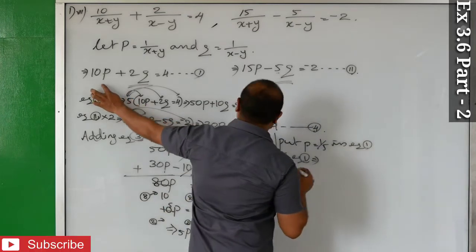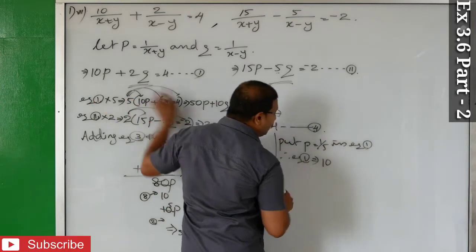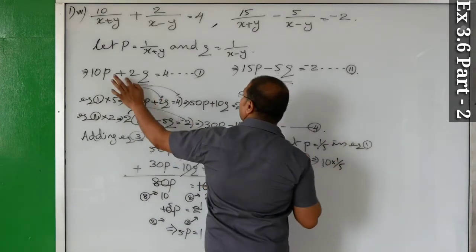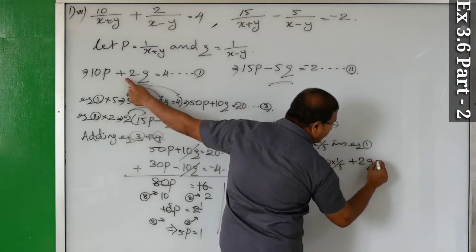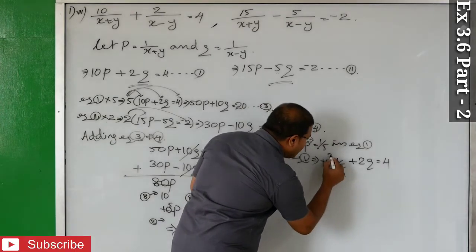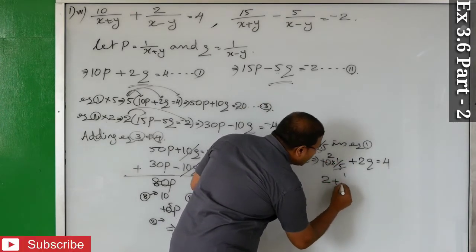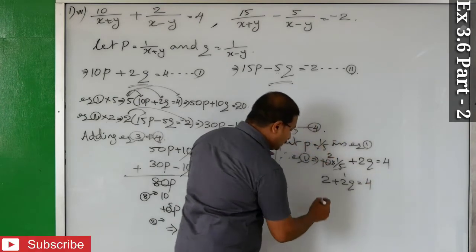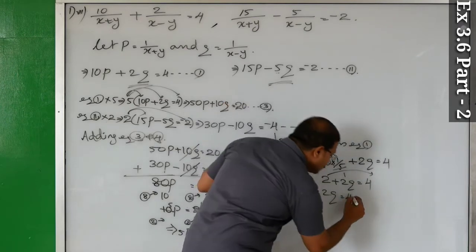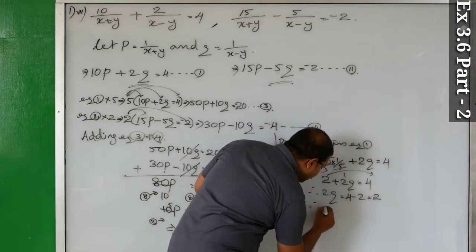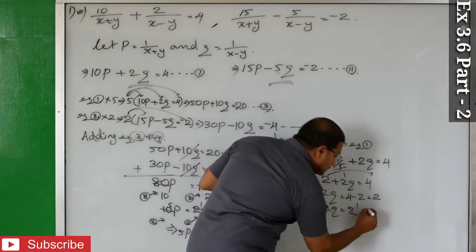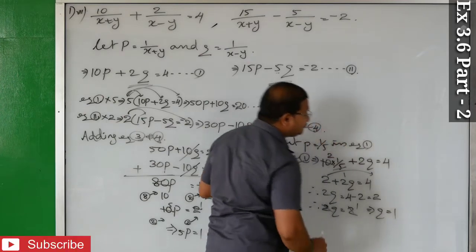What will happen? 10p, in place of p we will write 1 by 5, plus 2q equals 4. Ready? Now, 5 1s are 5, 5 2s are 10. That means we will get 2 plus 2q equals 4. Therefore, 2q equals 4, this 2 goes to the other side as minus 2. That means 2q equals 2. Both sides 2 will cancel. We will get q equals 1.